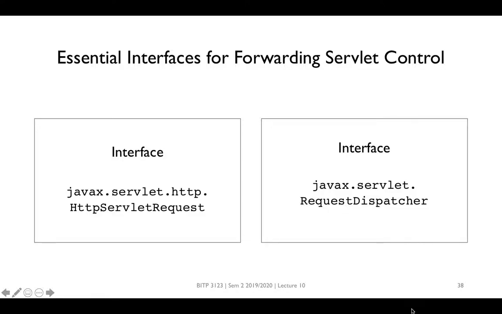There are two essential interfaces to program for forwarding a servlet control. The first interface is HttpServletRequest from package javax.servlet.http. The second interface is RequestDispatcher from package javax.servlet.